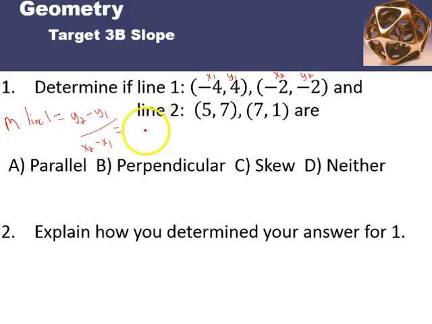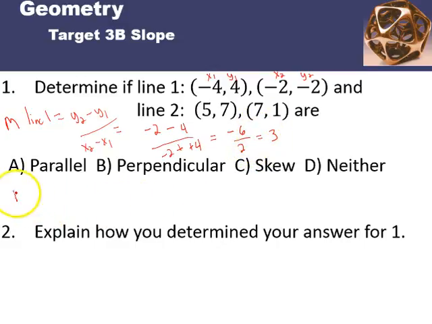y2 is negative 2. I'm going to subtract from that y1, which is 4. And then x2, which is negative 2, and I'm going to subtract from that negative 4. So I have a minus. Remember, minus and minus is a plus. So negative 2 minus 4 is negative 6, and negative 2 plus 4 is 2. And negative 6 over 2 is 3. So the slope of line 1 is 3.